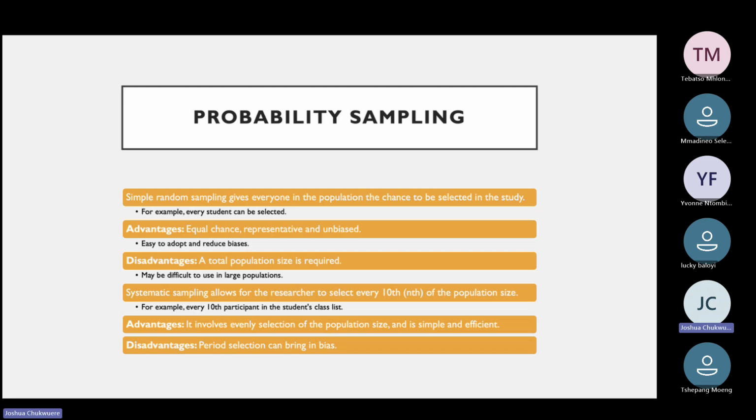We also have the one that is called systematic sampling. It allows the researcher to select every tenth of the total population. You know what? In your total population, you group them in tenths, right? That every 10th person will be involved.